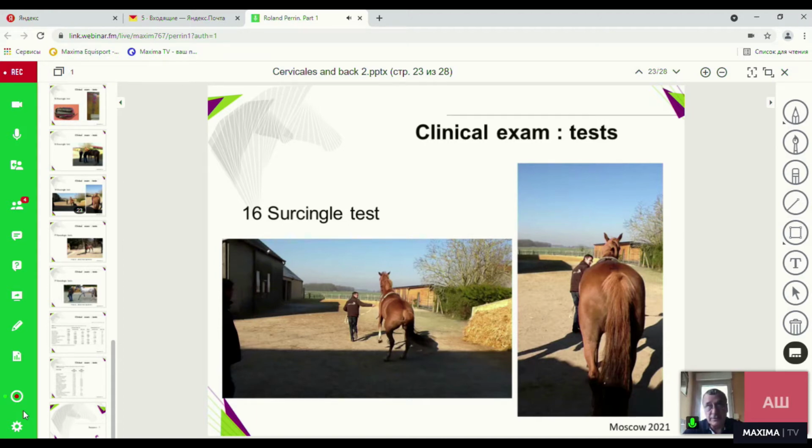So sometimes the horse has no pain on the back, but with this test you can block the movement of the back and you see more the lameness. At the very beginning, my partner, Dr. Desbrosse, used the girth test to see more the lameness, in fact.